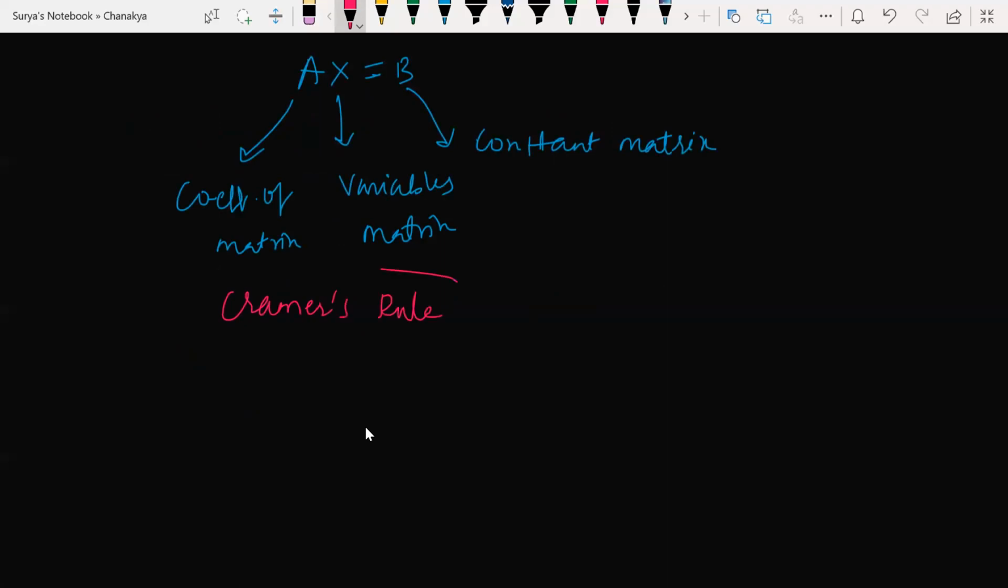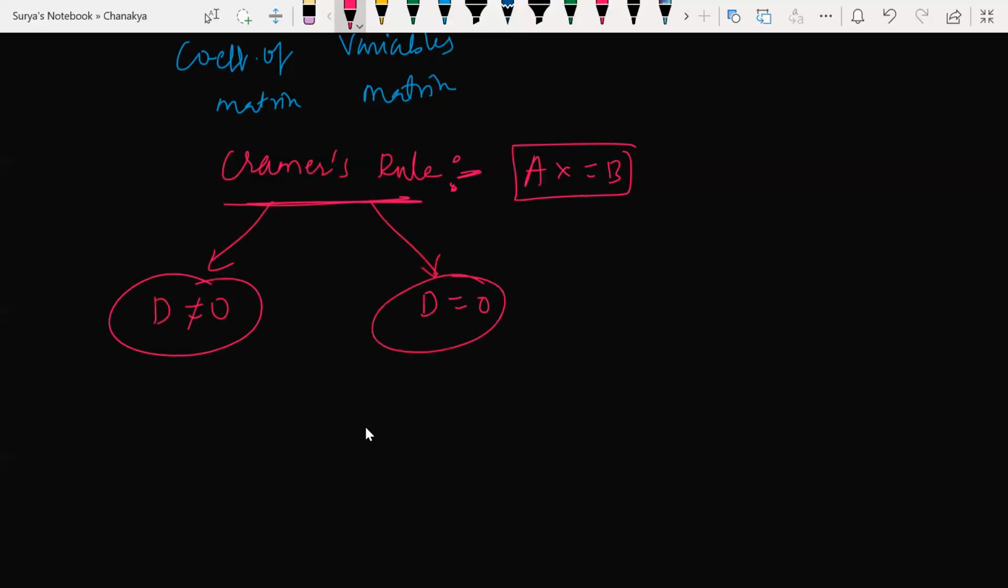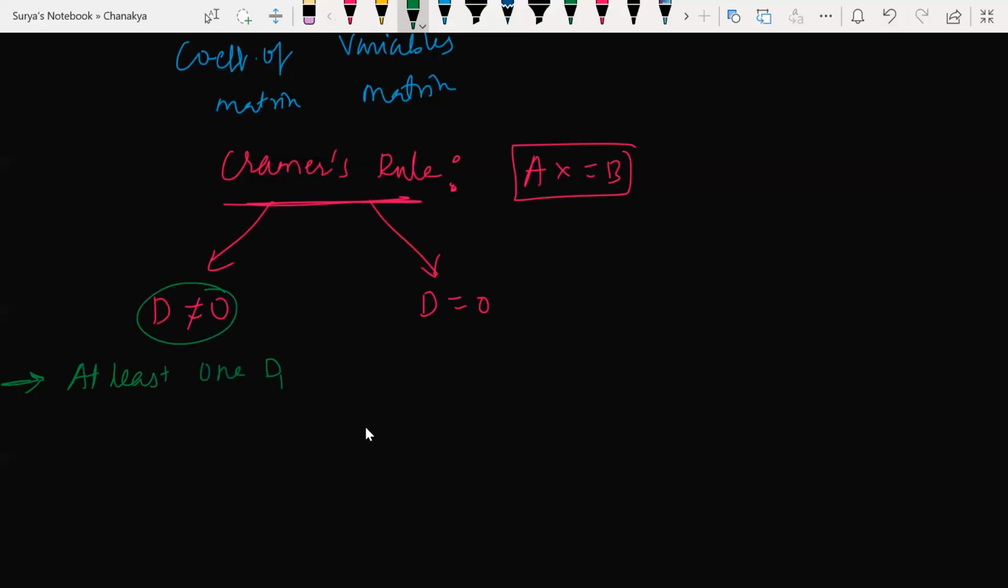Cramer's rule. You might know Cramer's rule; state board students might be aware of it. What do you mean by Cramer's rule? In Cramer's rule, there will be two conditions: determinant not equal to 0, and determinant equal to 0. Here also I'll be talking about AX is equal to B only. If determinant is not equal to 0, then at least one of D1, D2, D3 would not be equal to 0.